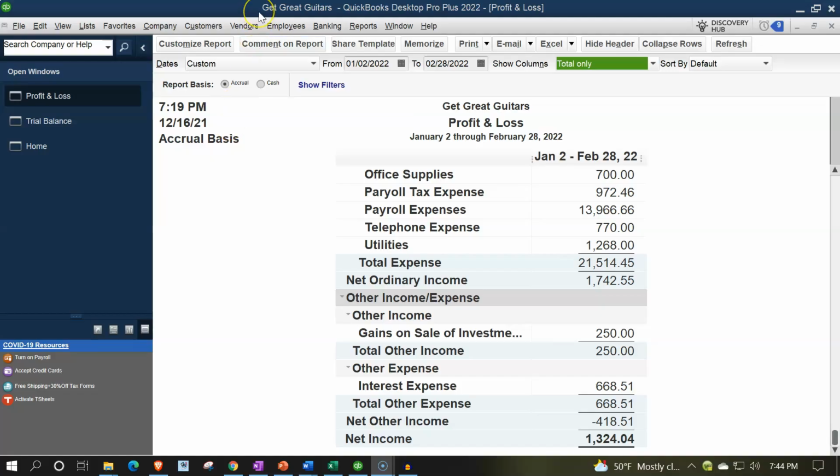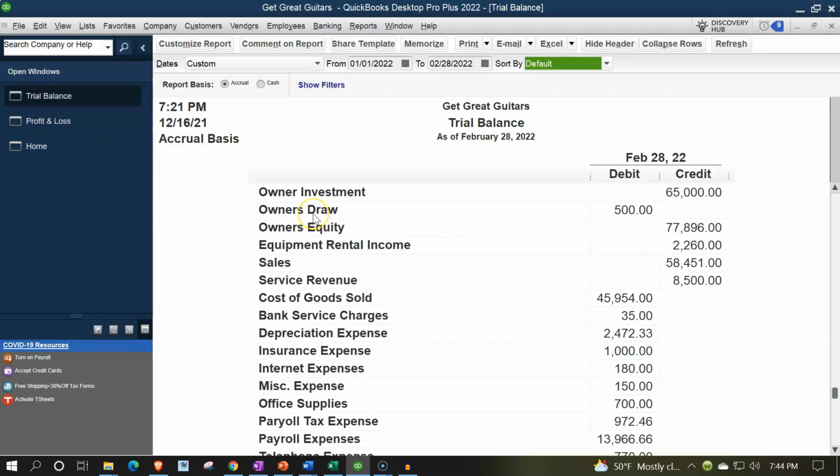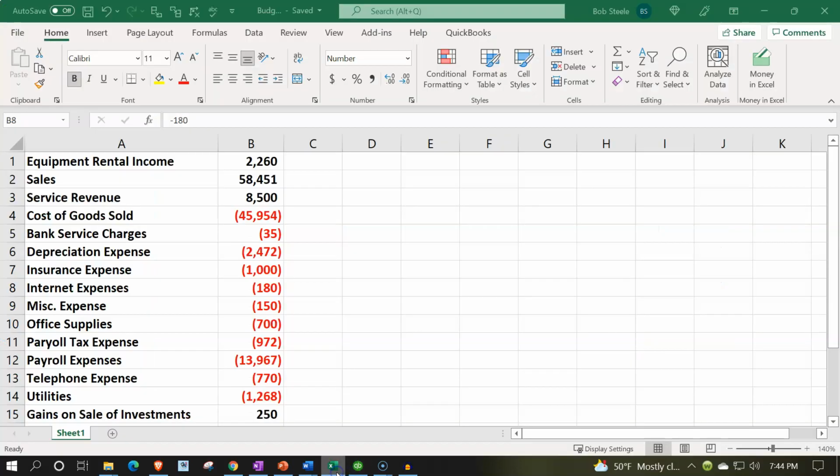Here we are in our Get Great Guitars practice file. In our previous episode, we took a look at the income statement, the profit and loss for the 2 months of operations. We basically reconstructed it in an Excel sheet, not by exporting the profit and loss, but by exporting the trial balance, which is in essence a list of accounts, exporting it to our Excel worksheet, and then modifying it to basically just the income statement.